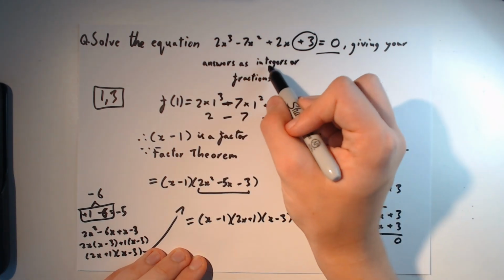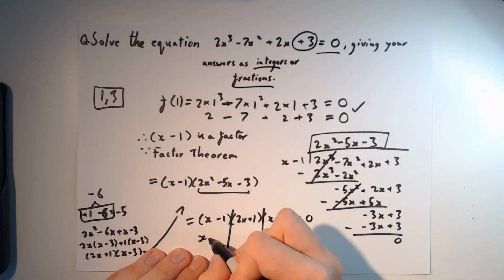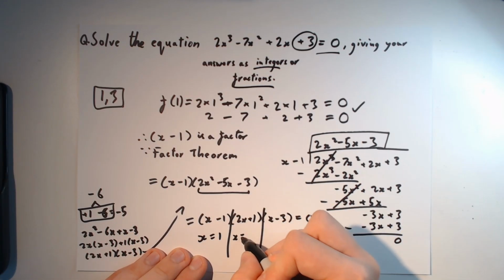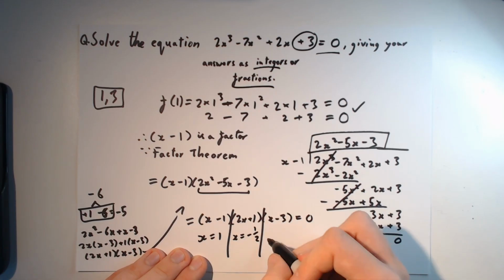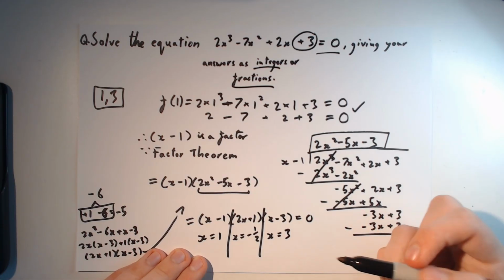So we want answers as integers or fractions. We split each bit up. We have x equals 1, x equals minus 1/2, and x equals 3. And those are your answers.